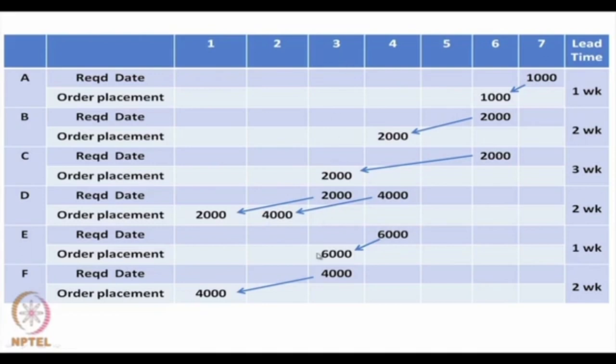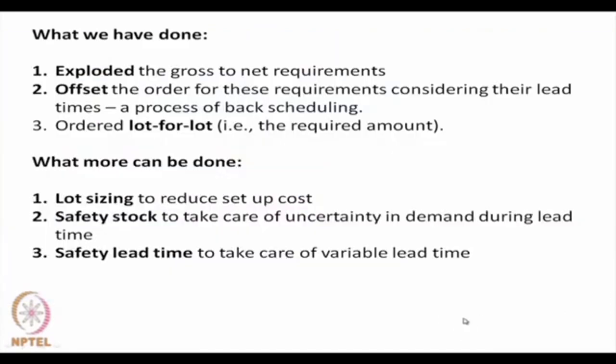On day 3, order should be placed for E 6000 items and for C 2000 items. Day 4, order should be placed for 2000 items for B. On day 6, order should be placed for A 1000 items. This is a very simple example of materials requirement planning.